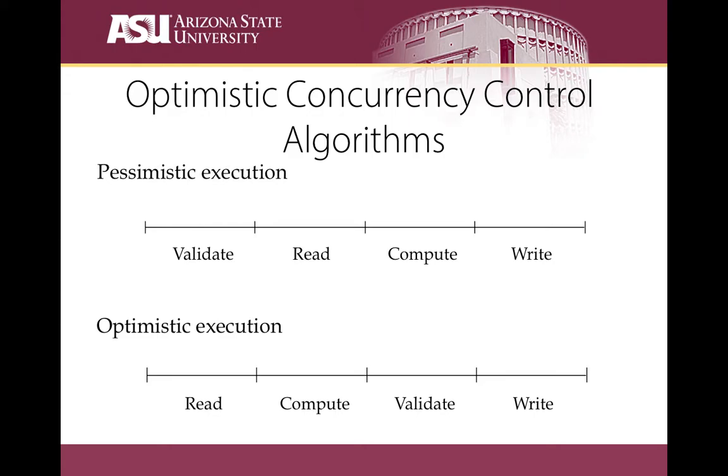So in pessimistic concurrency control, if you want to generalize the framework, you have four main phases when it comes to concurrency control. The first one is validate. The second phase is read. The third phase can be compute. And the last phase is write. What do we mean by this? This is a timeline.